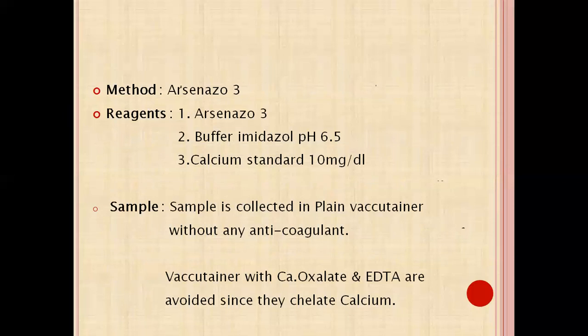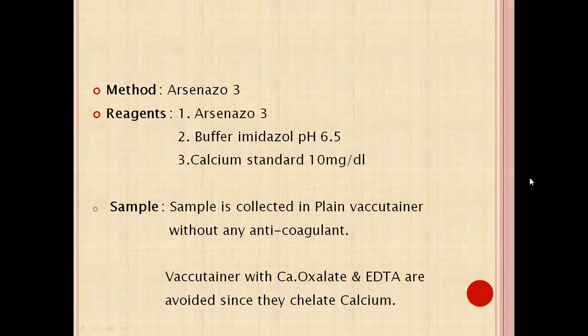Which method is used? The Arsenazo III reagent method is used in estimation of serum calcium. You have to write the names of the reagents used in this practical. First is Arsenazo III. Second is the buffer imidazole, of pH 6.5. And third is the calcium standard, that is 10 milligram per deciliter. In practical, if the buffer imidazole is not given, you do not have to use imidazole buffer.